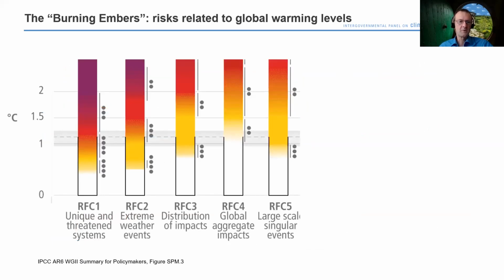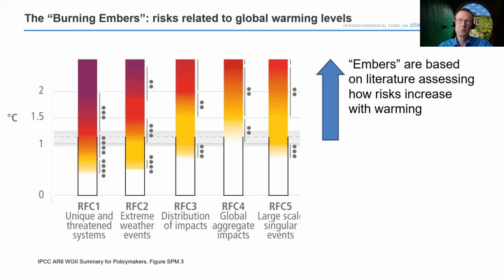Now, very briefly, I want to talk about risk, but only very briefly. You'll be well familiar with the burning embers diagrams, which are used by the IPCC to communicate key high-level risks associated with different levels of global warming. And at the global level, there's sort of 5 key embers that cover unique and threatened systems, extreme weather events, the distribution of impacts, global aggregate impacts, and large-scale singular events. It's important to understand that those embers and the literature on which they are based predominantly have assessed how risks increase with warming.